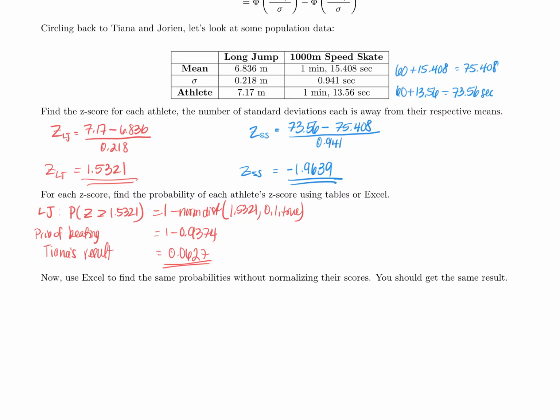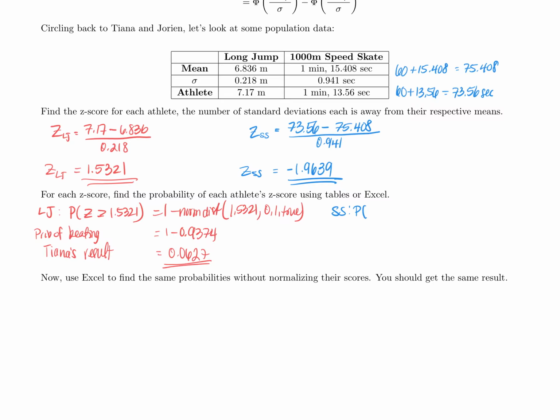Well, let's look at Yorian here. For our speed skater, the probability of beating him is going to be a little bit different because we don't want a number bigger, we want a number smaller. Think of the difference. In long jump, we want to be longer, well over the average, the expected outcome. Versus for speed skating, we want to be faster, which means our time is actually lower.